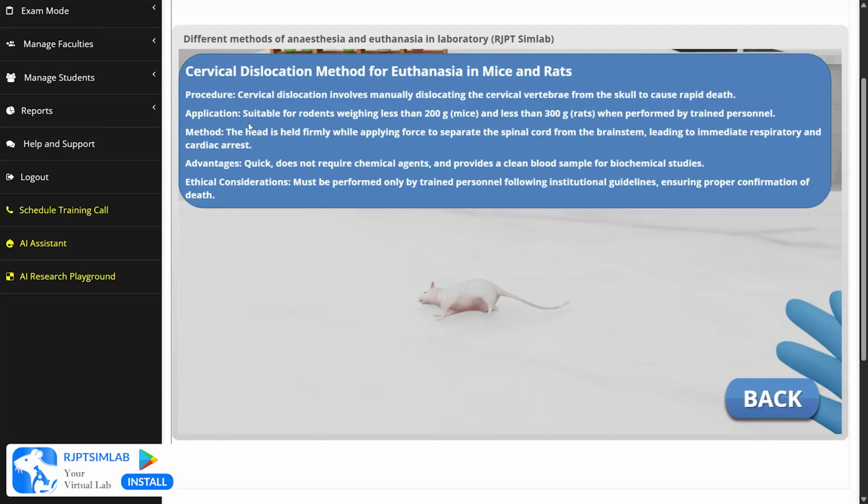The procedure of this process says that cervical dislocation involves manually dislocating the cervical vertebrae from the skull to cause rapid death. The statement says that cervical dislocation, which means the dislocation of the bones of the cervical region, involves manually dislocating the cervical vertebrae from the skull to cause the rapid death of the animal.